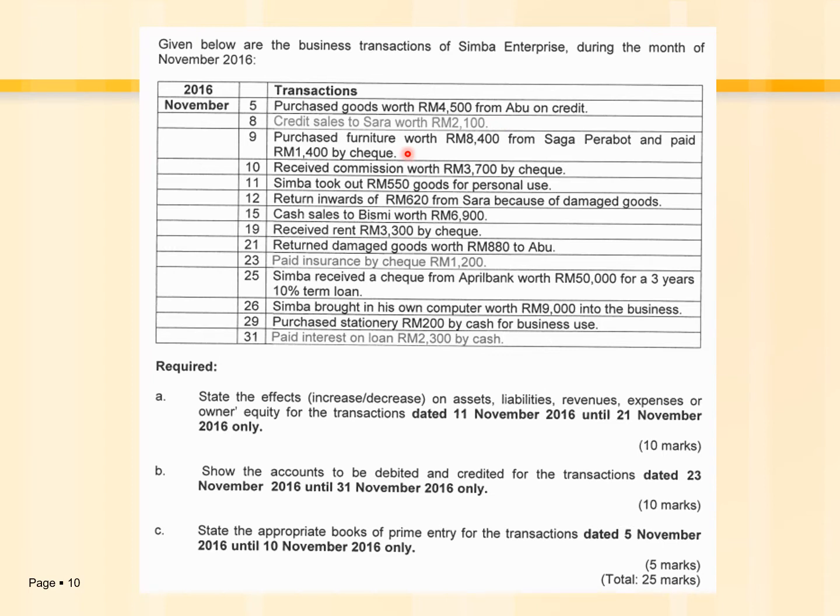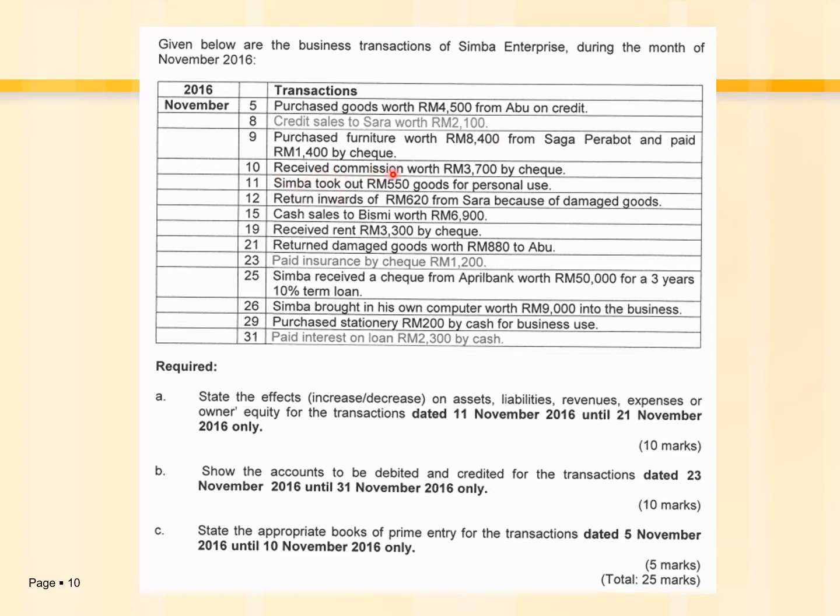Purchase furniture dan bayar guna cheque. Okay. So, yang ni dia akan masuk dekat general journal dan juga dia akan masuk dekat the cash payment journal. Okay, sebab dia beli furniture harga 8,400, dia baru bayar 1,400. So, yang 1,400 ni masuk dekat cash payment. Lebihnya lagi berapa ni? 7,000 lagi akan masuk dekat the general journal.